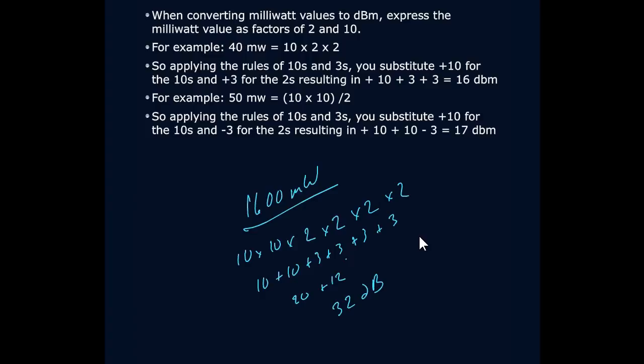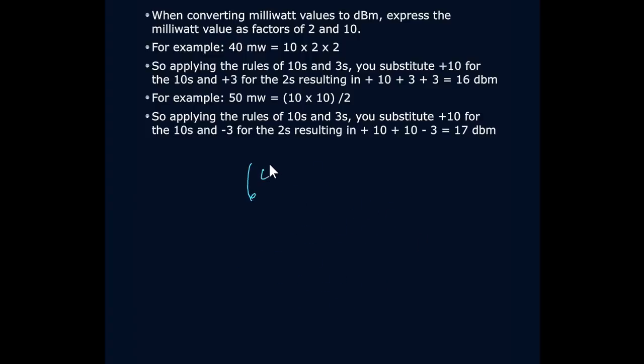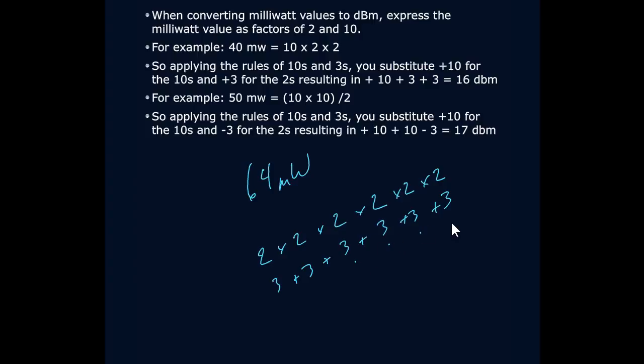So if I was dealing with 64 milliwatts, 64 milliwatts again. 2 times 2 times 2 times 2. 2 times 2 is 4, times 2 is 8, times 2 is 16, times 2 is 32, times 2 is 64. So 64 milliwatts is the same thing as, every one of those is just a straight add 3 each time. And so 3 plus 3 is 6, plus 3 is 9, plus 3 is 12, plus 3 is 15, plus 3 is 18 decibels.